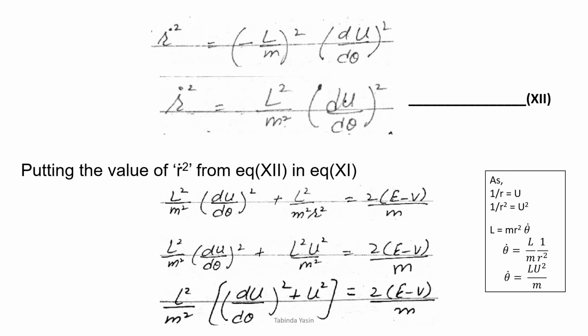As we know, on the left hand side there is a common term that can be taken out of the two terms, that is L square over m square. So the equation remains as L square over m square into du over d theta whole square plus u square, bracket close, is equal to 2 into e minus v over m.